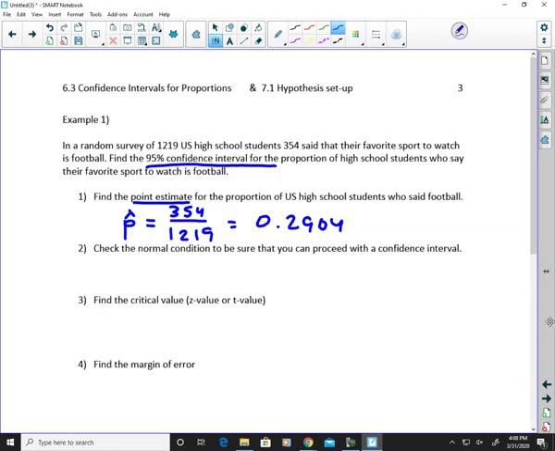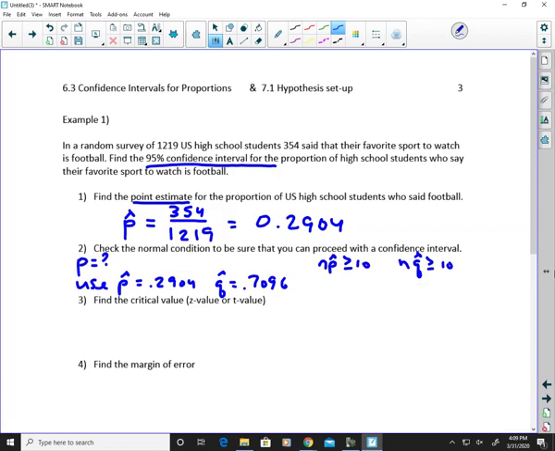We do not know p, so we're going to use p hat, which is 0.2904, and we will use q hat, which will be 0.7096. Now, since we had our sample sizes, we actually know that n times p being greater than or equal to 10, and n times q being greater than or equal to 10, but we had to use the hats because we didn't have the p and the q.